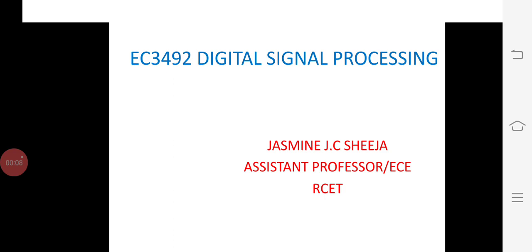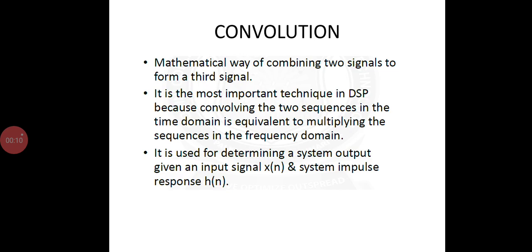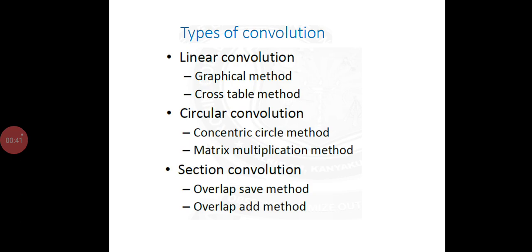Now we can see what is meant by convolution. Convolution is the mathematical way of combining two signals to form a third signal, and it is the most important technique in DSP because we use convolution in most places. Convolving two sequences in the time domain is equivalent to multiplying the sequences in the frequency domain, and we use this for determining the system output, given an input signal x of n and the system response h of n.